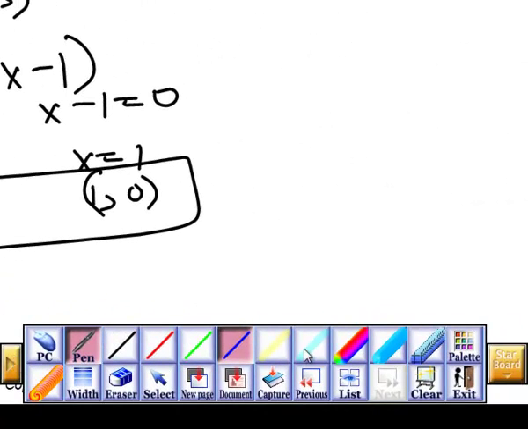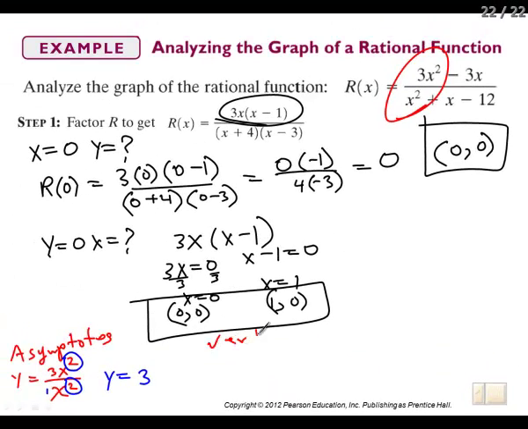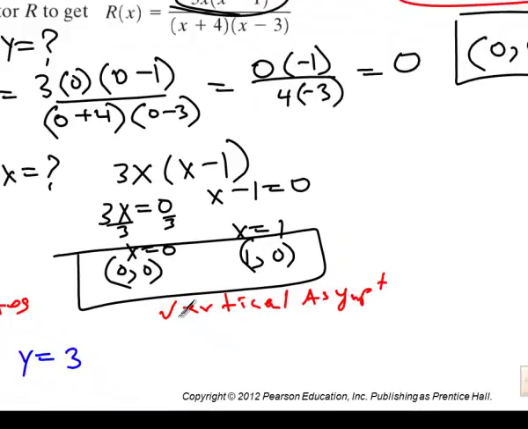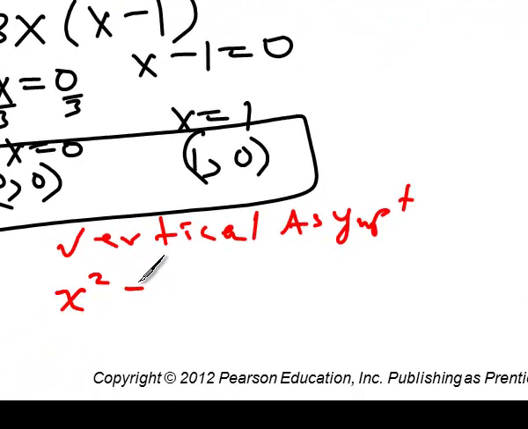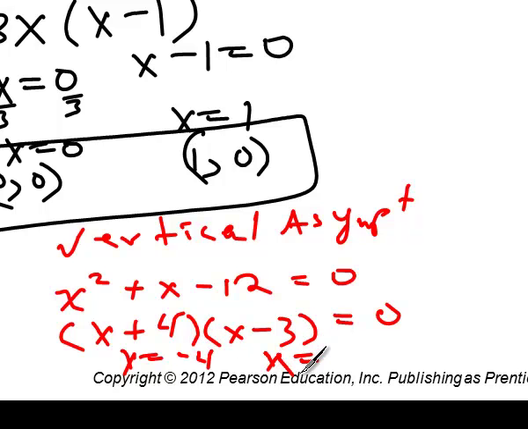Okay, now for our vertical asymptotes, how do we find that? Take our denominator, set it equal to 0. x squared plus 1x minus 12, factor it. We get x plus 4 and x minus 3. So we get x equals a negative 4 and x equals a positive 3.